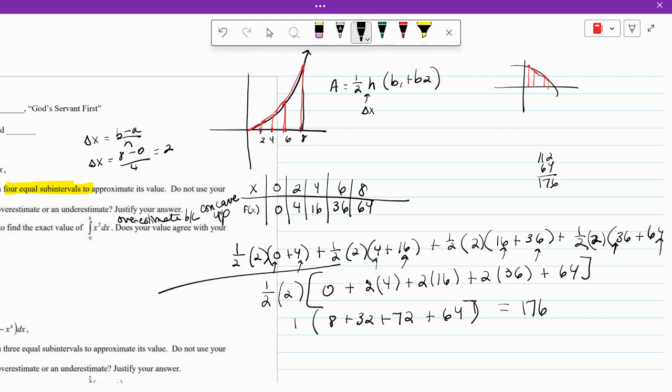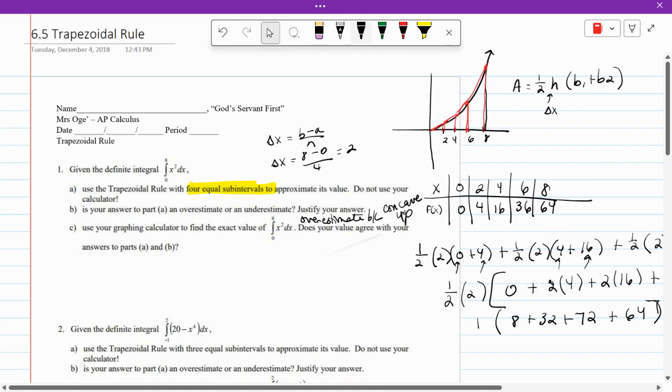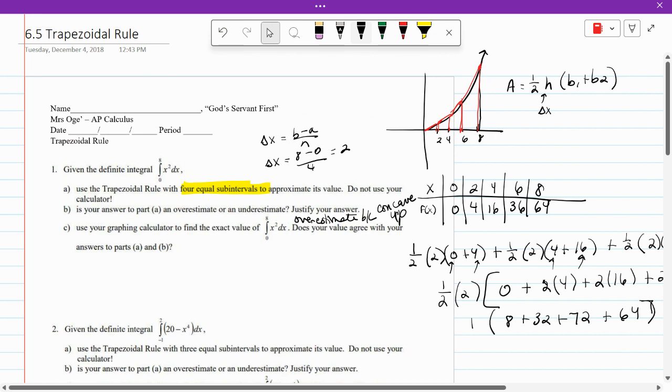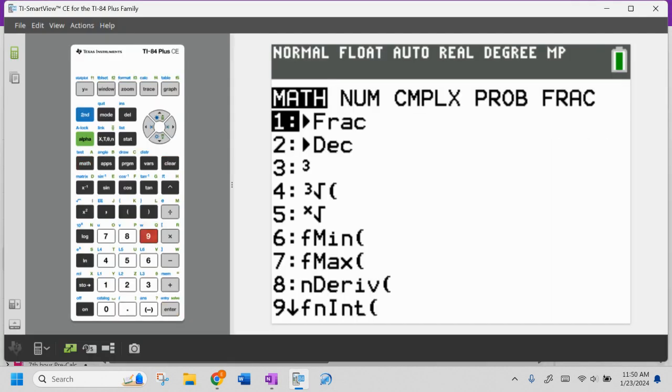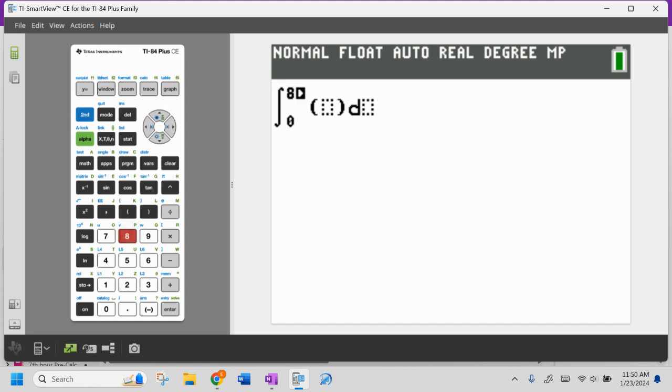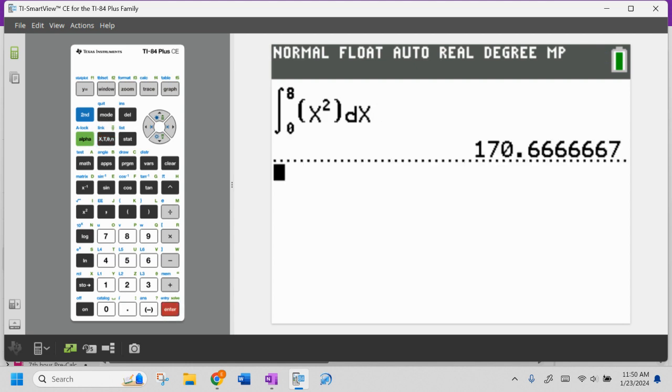Okay, so the next question says, use your calculator to find the exact value of this integral. And does your value agree with your answers to part A and B? Okay, so let's go to our calculator and we're going to do math 9, integral from 0 to 8 of x squared. I'm going to find the exact value of this integral.